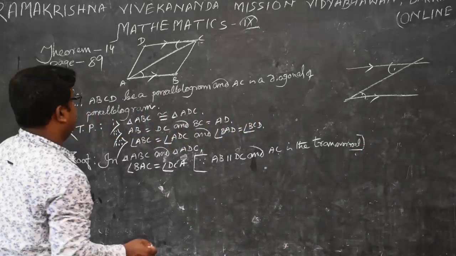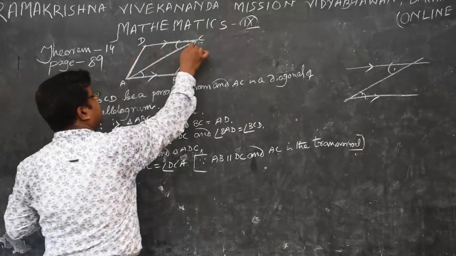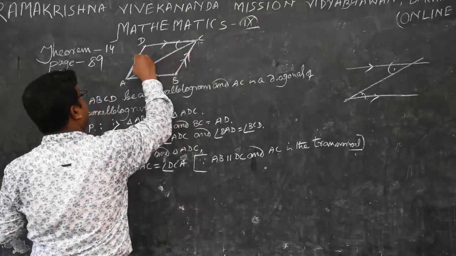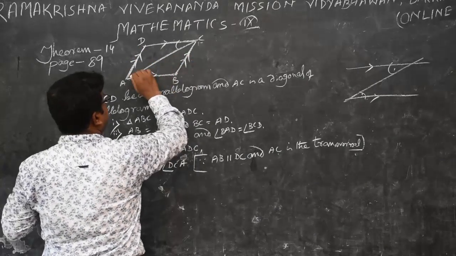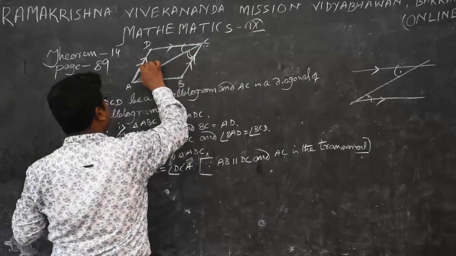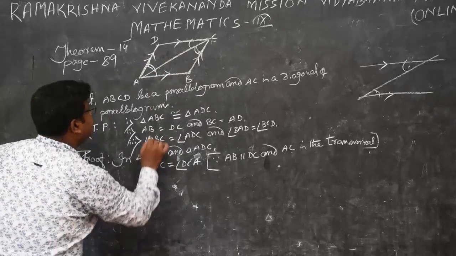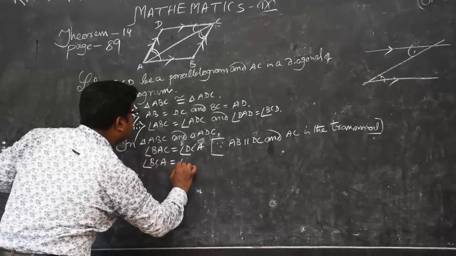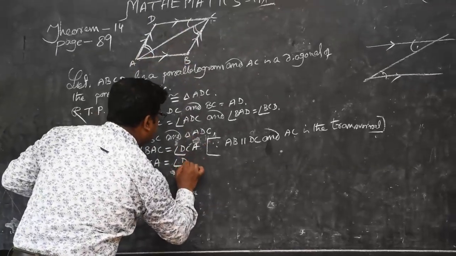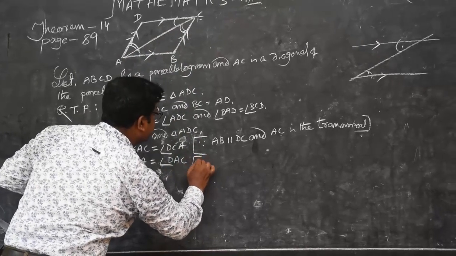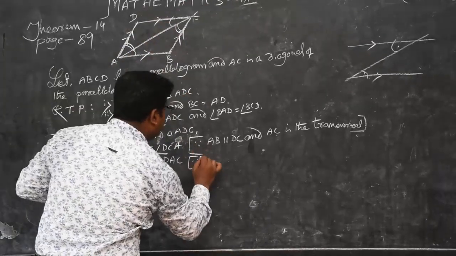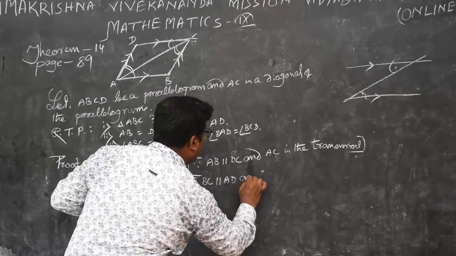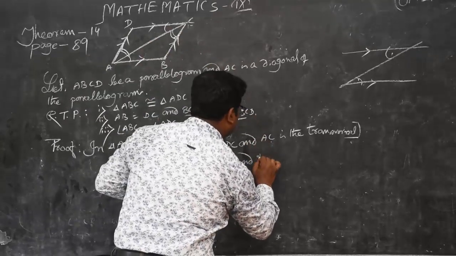Again, these two lines are also parallel, opposite sides of the parallelogram. These two lines are also parallel, and this is the transversal. So this angle and this angle are equal. Angle BCA equal to angle DAC, since BC parallel to AD and AC is the transversal.